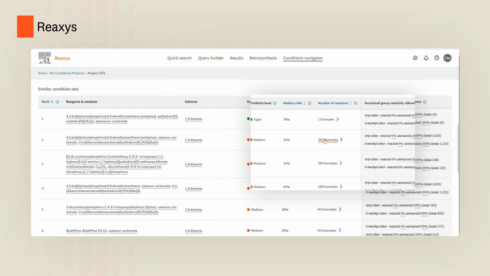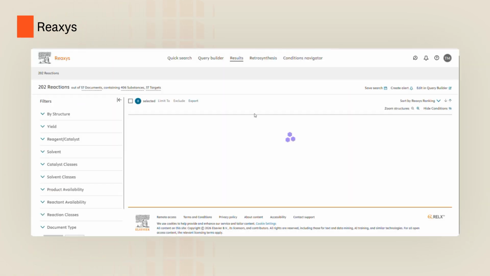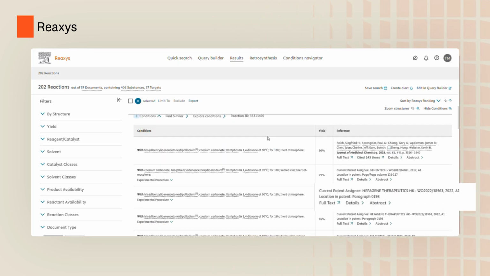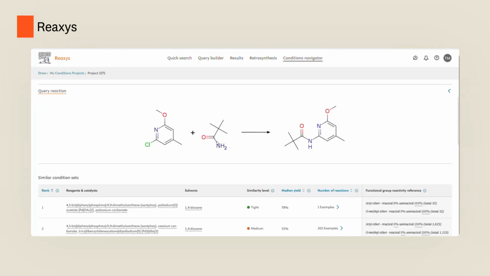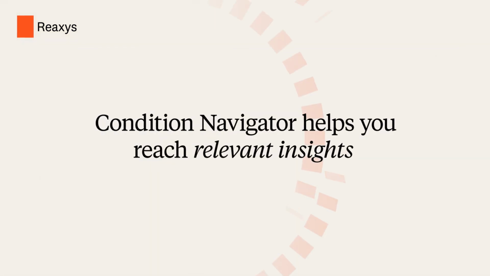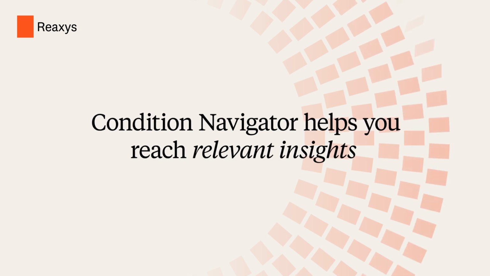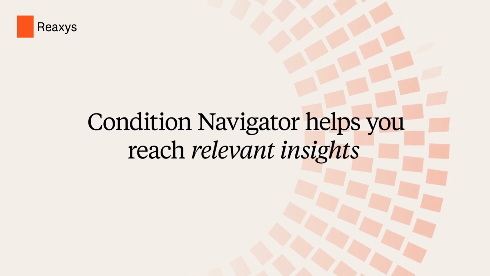One click gets you straight to the real experiment and published papers behind it. So Condition Navigator is not AI inventing the answer. Condition Navigator helps you reach relevant insights based on analysis of tens of millions of literature and patent examples that Reaxys has annotated. So that is Condition Navigator.